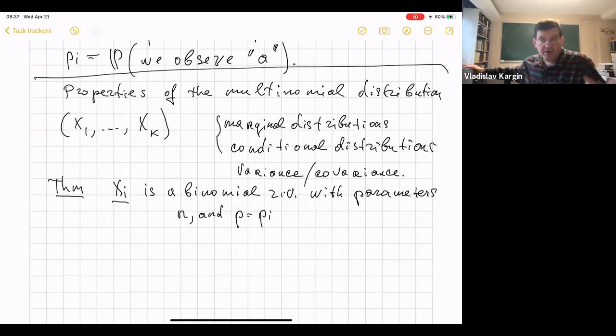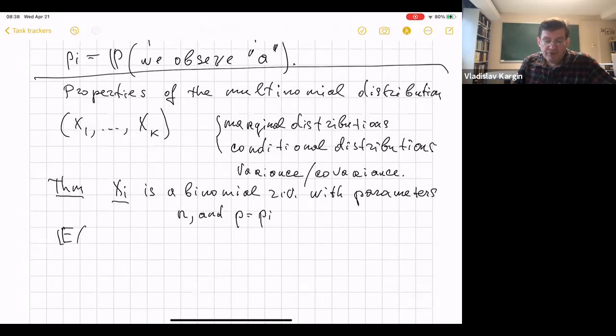You just look at this category i, and all others are failures. If you observe category i, it's a success. So the probability that it will happen is pi. It's all obvious, I think. But if you know that it's a binomial random variable, you can write down the variance. So what's the expectation and the variance of this thing?